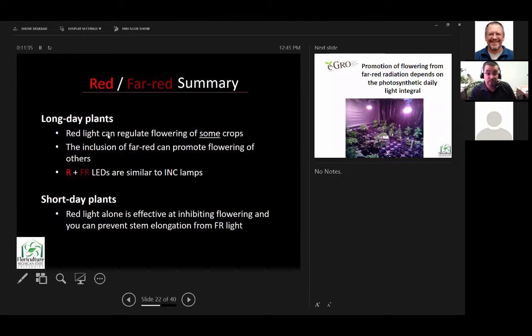So what are some of the take-home messages in terms of the red to far red ratio? Well, with long day plants, red light can regulate flowering of some crops, and unfortunately, not all crops. Some species, such as petunias, especially the wave petunias, are going to require the inclusion of far red light. So again, the inclusion of far red light can promote flowering of other crops. LEDs that have both red and far red light are similar to incandescent lamps because they have a similar red to far red ratio. Now for short day plants, red light alone is effective at inhibiting flowering, and you can prevent some of that unwanted stem elongation from far red light.